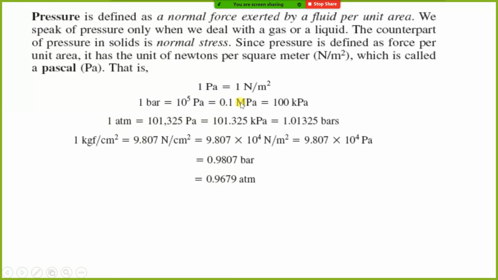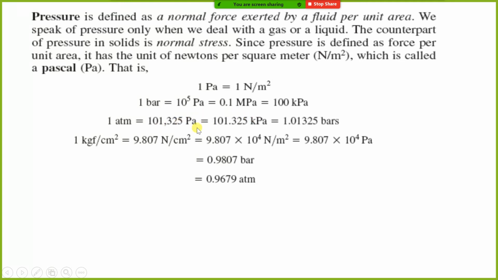We know that megapascal is 10 to the power 6 Pascal. If you want to convert it into 10 to the power 6, then we have to take 0.1 before. Therefore, it will be 0.1 megapascal, or we can say 100 kilopascal. 1 atmosphere is equal to 1.01325 bar, as we have seen in the diagram. Now if you want to convert 1.01325 bar into pascal, you have to shift this point to the right by 5 places. Therefore 101,325 pascal.